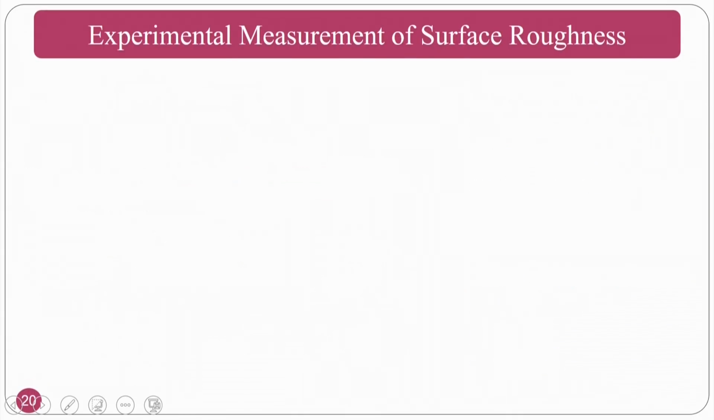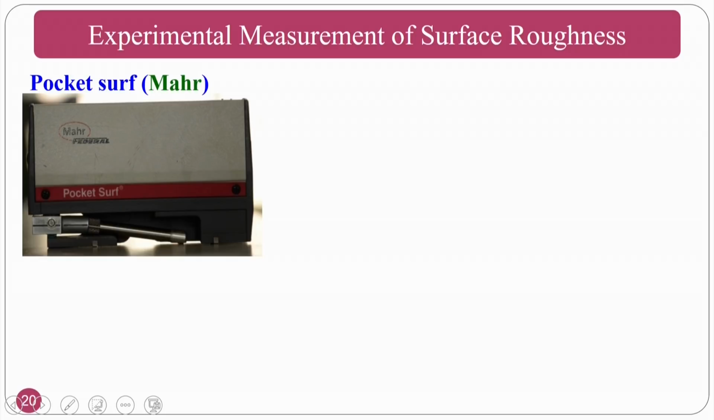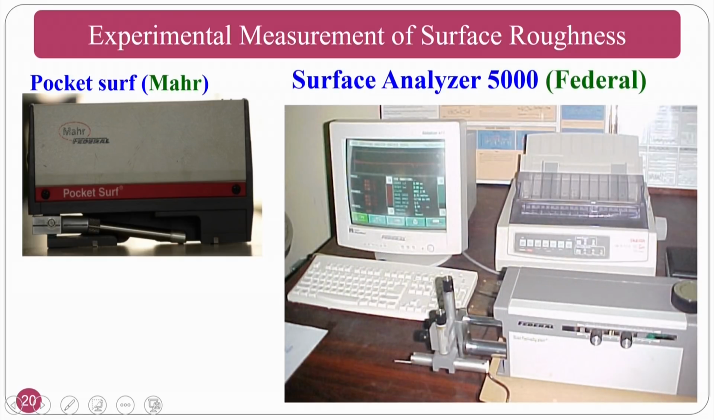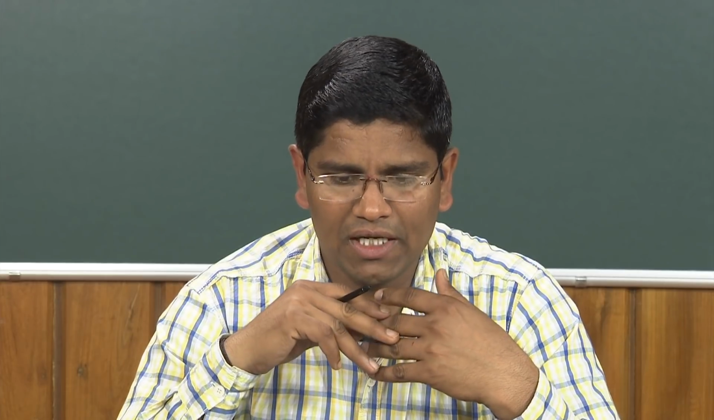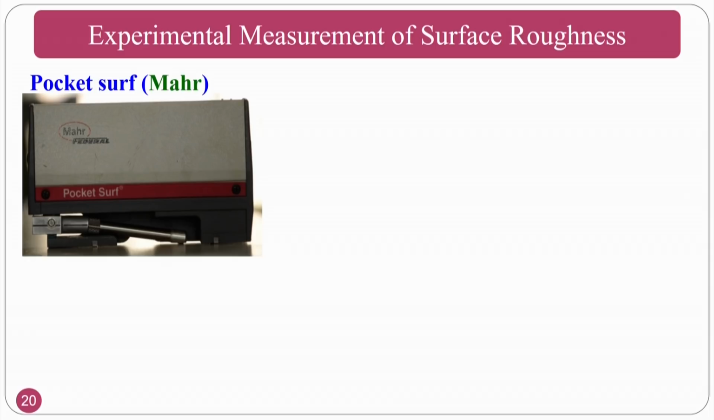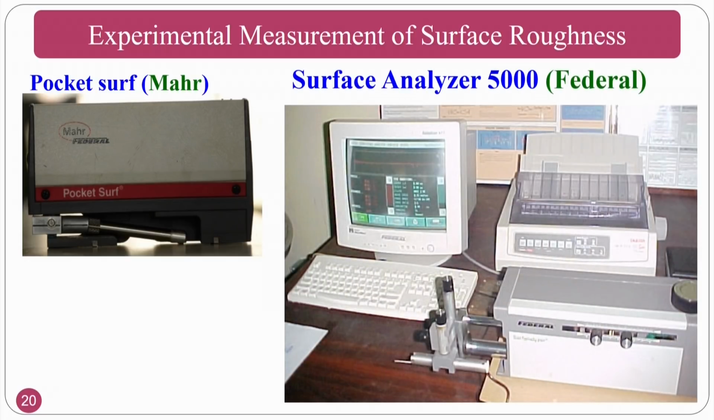Experimental measurement, normally how do you measure? There are two things. If you see a few years back, like 10 to 15 years back, we used to have the contact type of surface profilometers. For example, Pocket Surf is one of the things that is developed by Mahr, one of the companies. Later there are Federal surface analyzers.